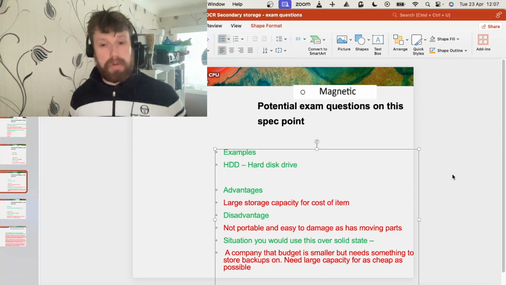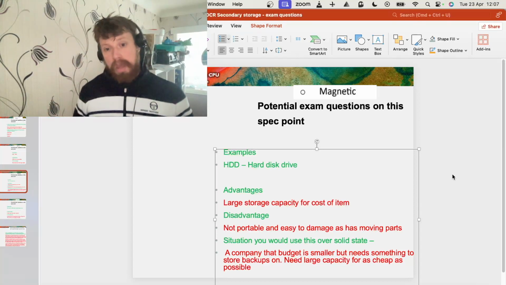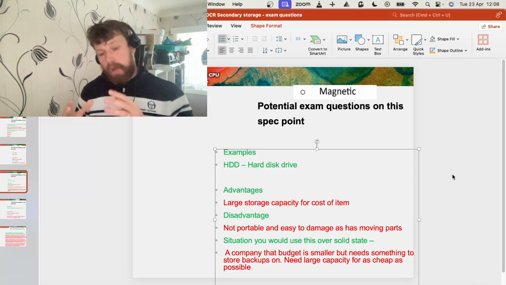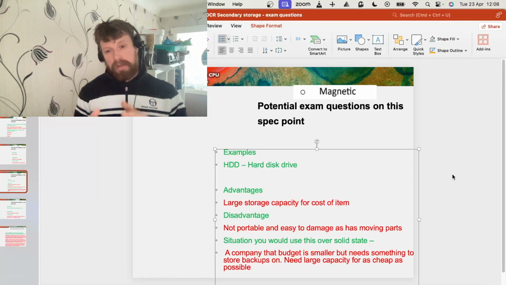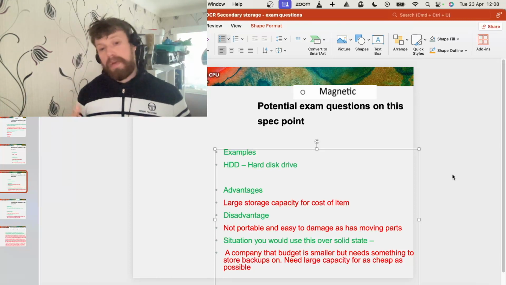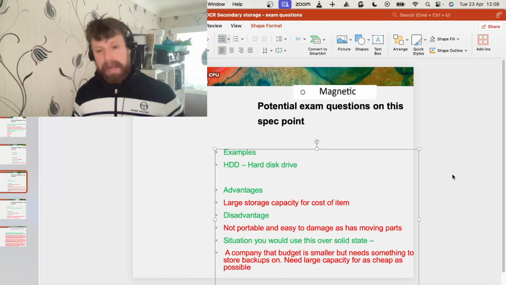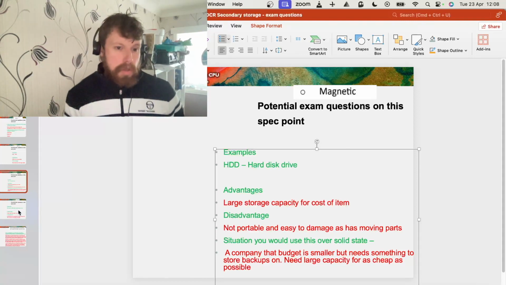store its backups on. So these backups are done maybe when everybody's gone home. Magnetic, the cost of it in comparison to solid state for the capacity you get is much cheaper. So in this situation, I would potentially say that you would use magnetic over solid state.